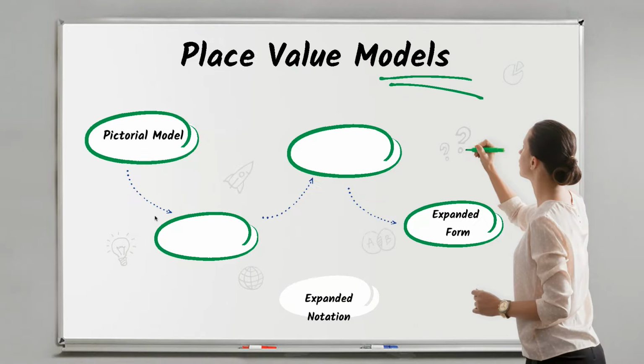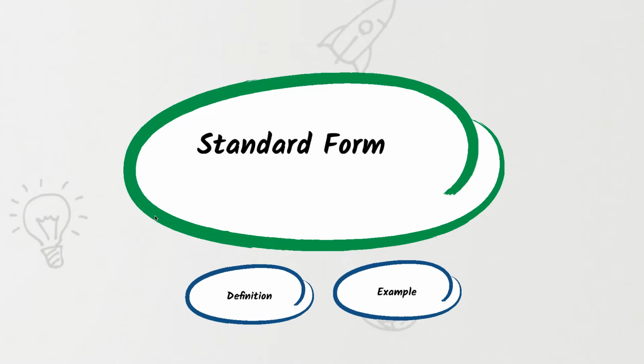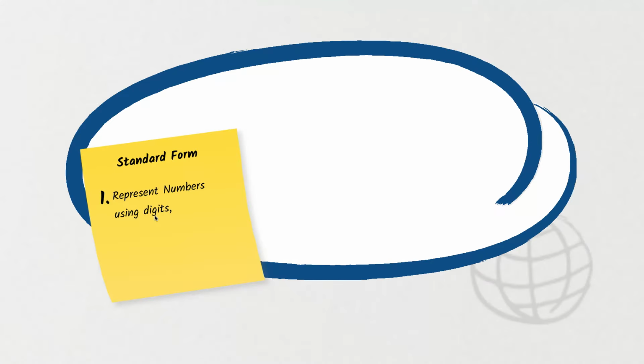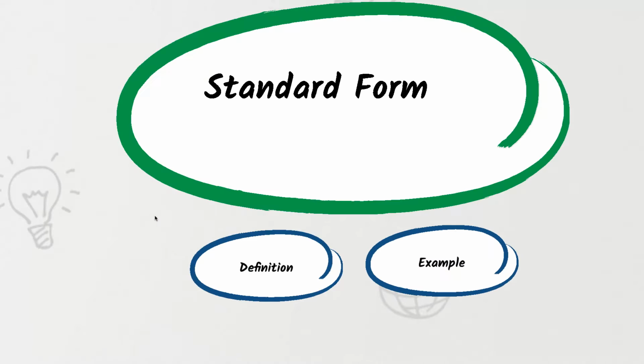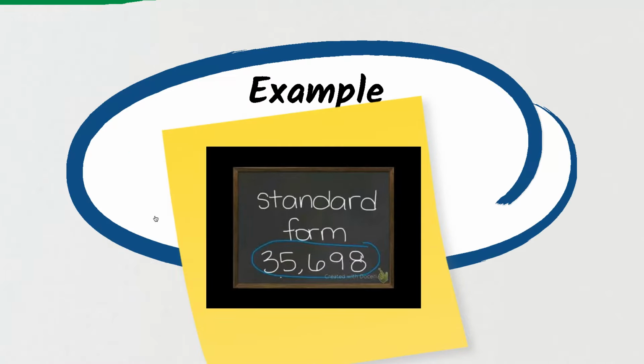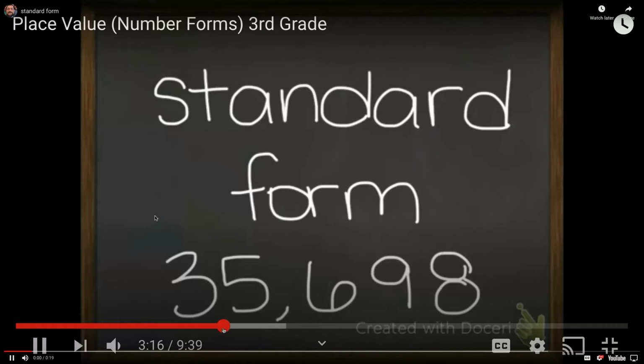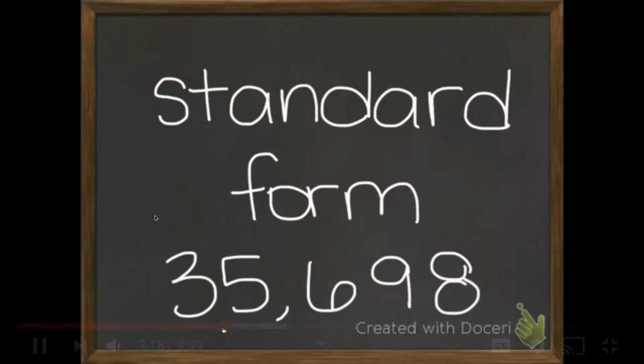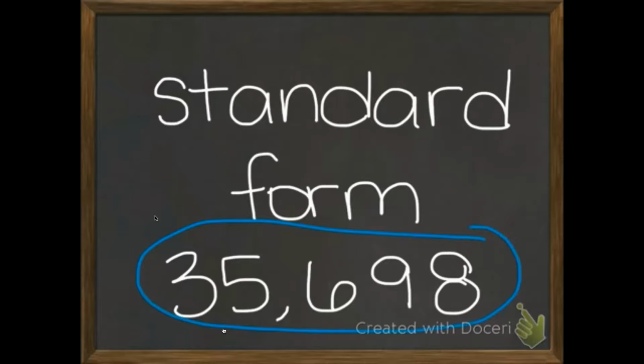The next one is the standard form. The standard form represents a number using digits. It's just the digits. First of all, the standard form of any number is simply the digits written out, like you would see in a normal number. This number here is 35,698.